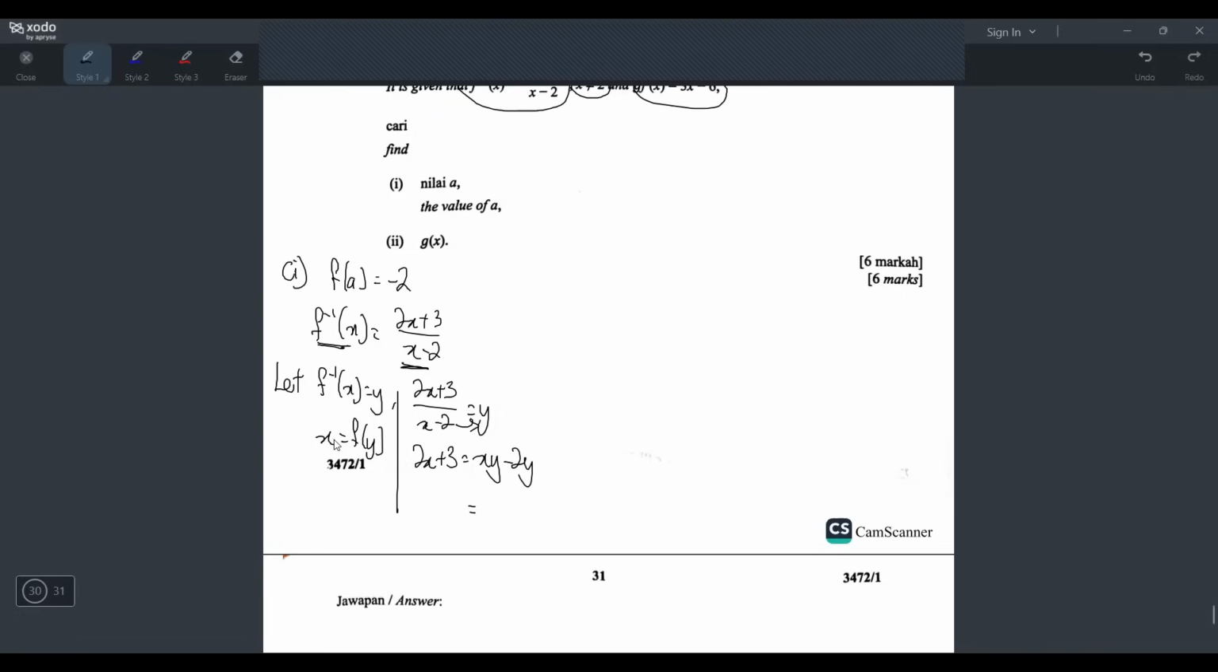And since you are finding x, you will try to collect all the terms with x on one side. So yang ni ada x saya letak sini, yang ni pun ada x saya letak sekali, plus xy pindah jadi minus xy. 3 tak ada x, so I throw it to the other side, become -3, and then -2y I will also write here. Okay, can you see, yang ada x saya letak sekali, yang tak ada x saya buang to the other side.